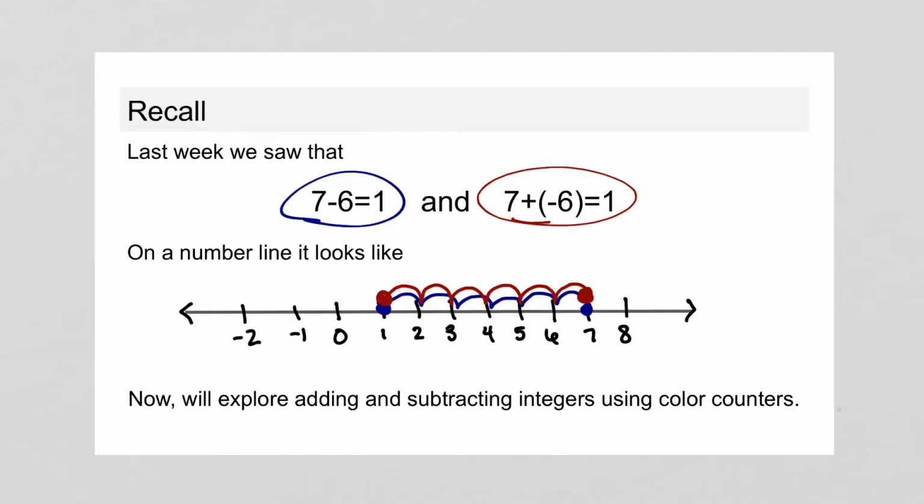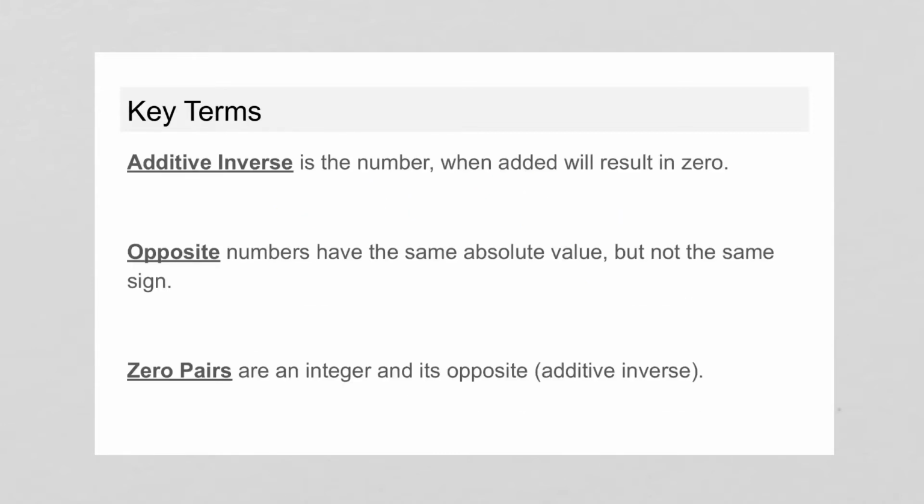Well, we used a number line last week. This week we're going to start adding and subtracting integers using color counters. So it's the same operations we're doing, but we're going to use color counters. That might help some people see things in a different way. It might be something you like, it might not be, but let's explore that. But first we want to make sure we're all talking the same language. So let's go over our key terms.